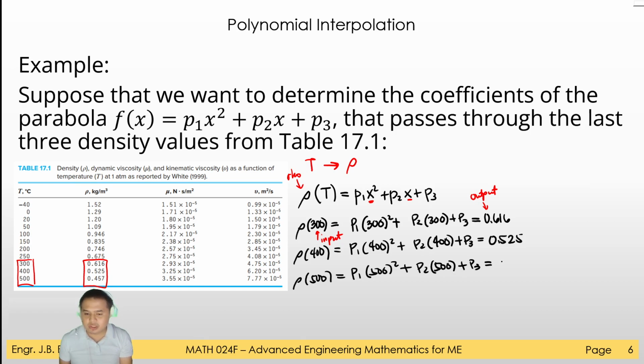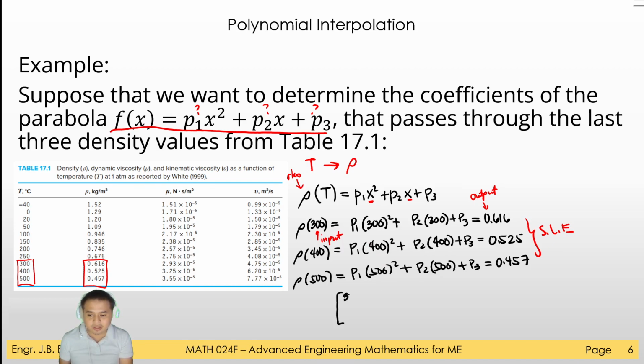Now, what is the goal here? The goal is to find this equation. To find this equation, we just want to find the coefficients. And to find these coefficients, we can create these three equations with three unknowns. As you can see, this will become a system of linear equations wherein our unknowns will be P1, P2, and P3. So it will look like this.